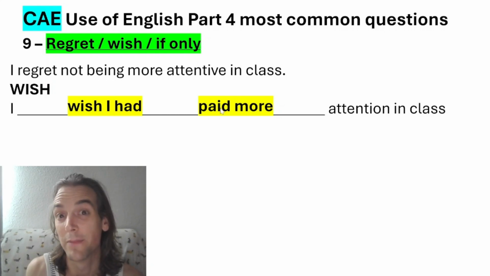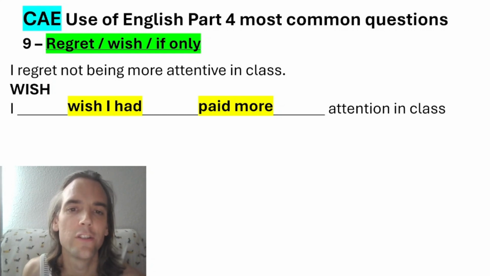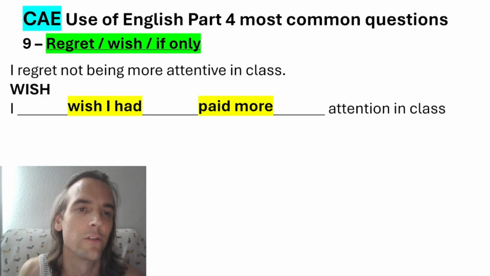Paid obviously needs to be spelled correctly. It is irregular. You will lose a mark if you spell it wrong because this is an English exam. You need to write English according to the standard rules that we all agree on.